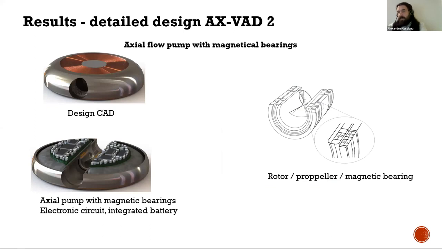The implant consists of an electric motor, an axial flow pump, an electronic circuit, a rechargeable battery, and the housing. The motor of the device is an electric brushless DC motor composed of a stator, rotor, and magnetic bearings. Specific to this motor are the coreless windings of the stator, the tubular magnetic rotor, and magnetic bearings.